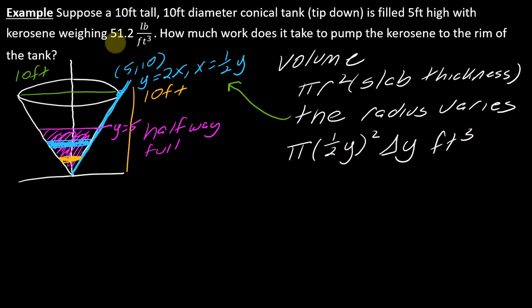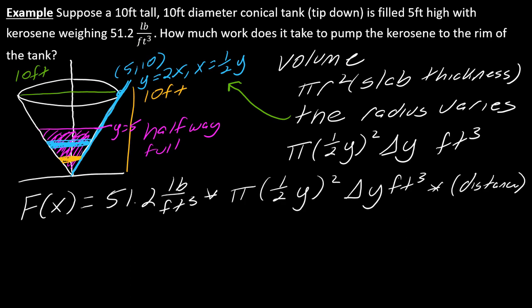And now I can take that and multiply that against the weight of the kerosene again, right? So I've got this multiplied. So here's my weight of the kerosene. Here's my new volume formula, compensating for the radius that is changing. The last thing that I need to do, once again, is model the distance that this fluid is traveling.